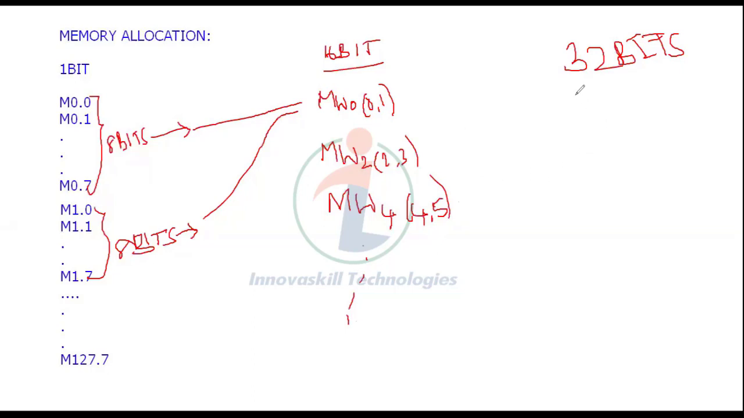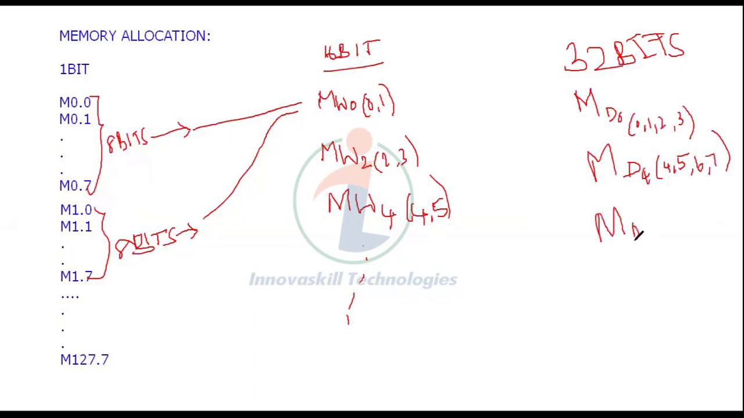Next, for 32-bit, 4 8 bits are required. So the address will be MD0. If you give 0, automatically it will take 0, 1, 2 and 3. The next address will be MD4, which will take 4, 5, 6 and 7. Next, you give MD8, which will take 8, 9, 10 and 11. So this is how it will be taking.